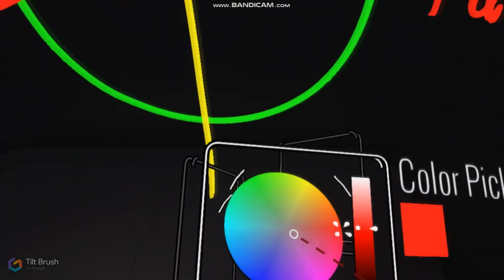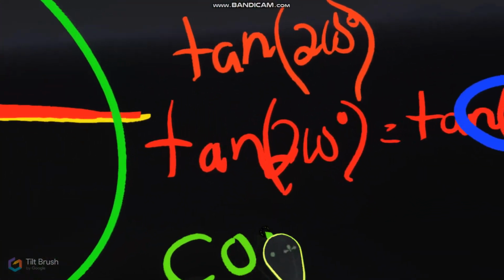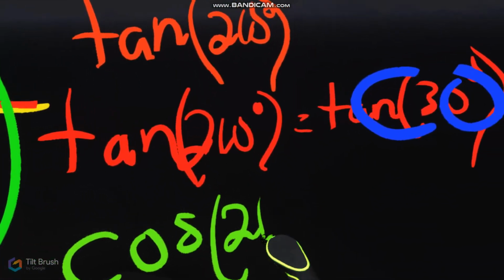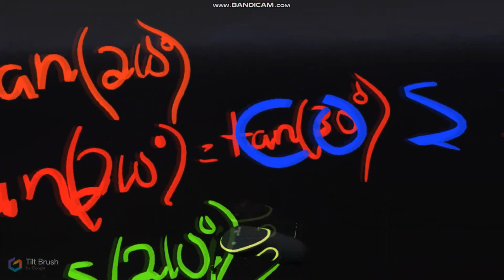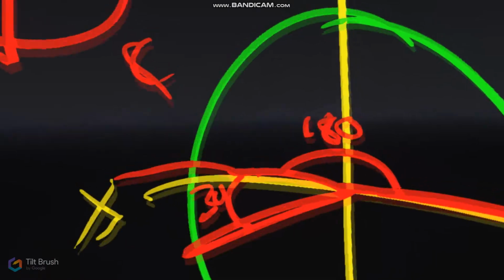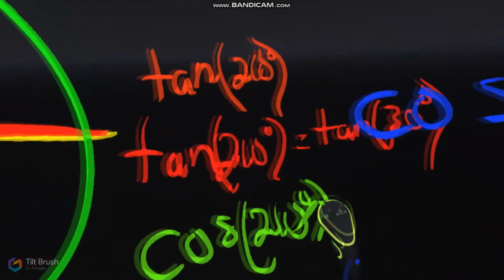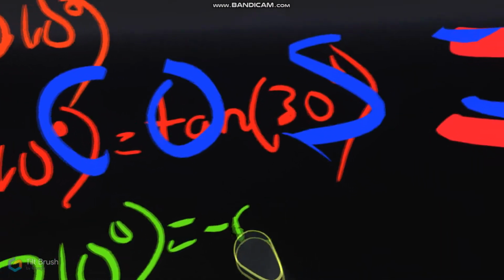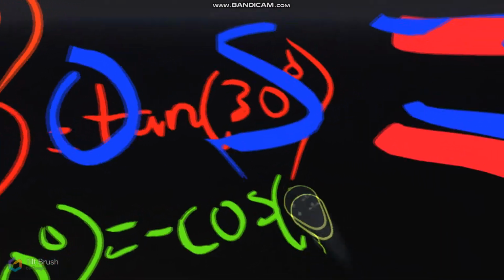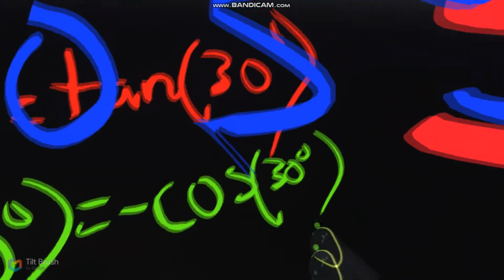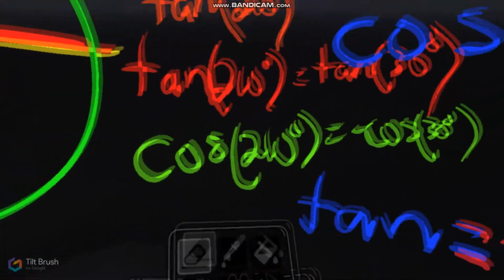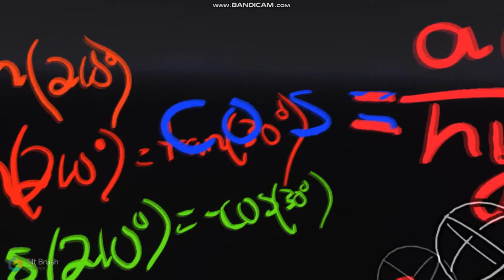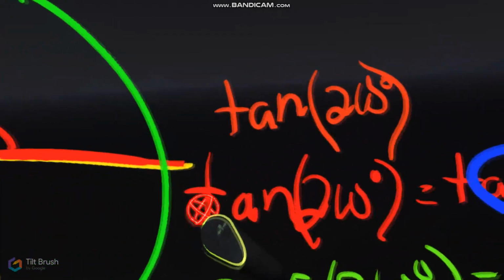However, if you had the cosine of 210, it would not equal the cosine of 30 degrees. It would actually be, so we know that it's negative, so it would be the negative cosine of 30 degrees. Yes. So let's actually continue with this, the cosine.